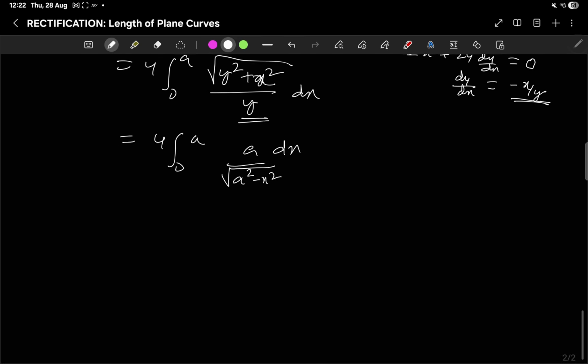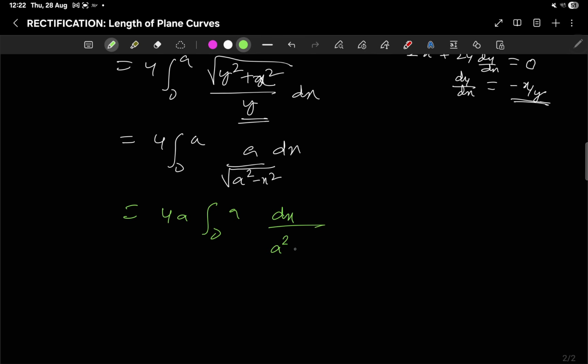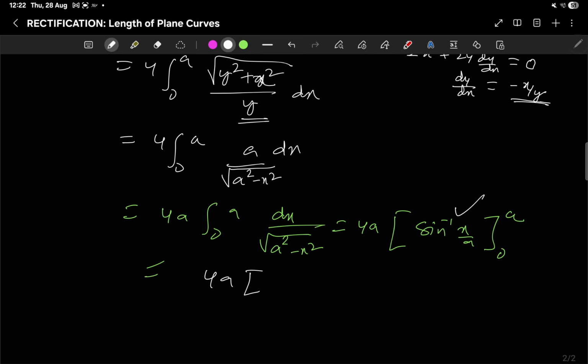So if you recall the integral formula, it will be 4a taken out, integral 0 to a, dx over square root of a square minus x square. So what is the integral here? It is 4a sine inverse x by a, with limit from 0 to a. Now upper limit minus lower limit: 4a times sine inverse 1 minus sine inverse 0. Sine inverse 1 is pi by 2, sine inverse 0 is 0.